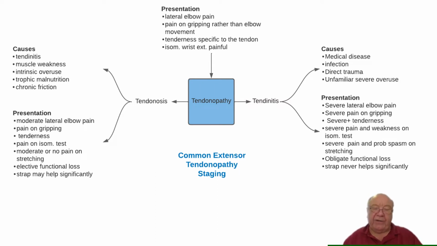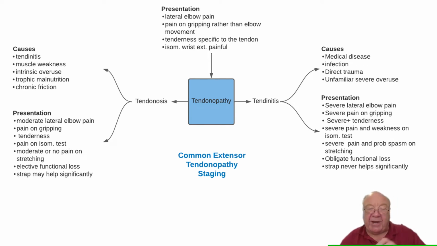Now if we look at tendonitis versus tendinosis, the acuteness of all this is so much amped up on the tendonitis than on the tendinosis. So the presentation here is severe lateral elbow pain, severe pain on gripping. In fact, they may not even be able to grip with any strength at all. There may be obligate functional loss of gripping. There is severe tenderness. You almost just have to run your finger over the lateral side of the elbow, and it hurts them.